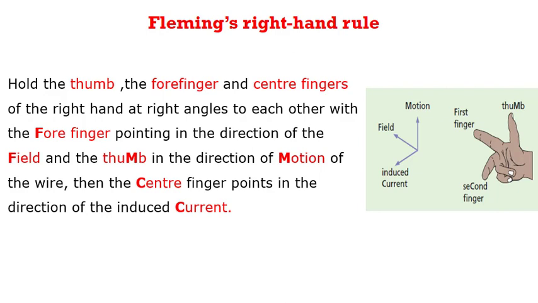Here also the three fingers are indicating the same thing, but here we say that when the forefinger indicates the direction of magnetic field and the thumb indicates the motion of conductor, then the center finger indicates the direction of induced current. So this is your Fleming's right hand rule. It gives me the direction of current.